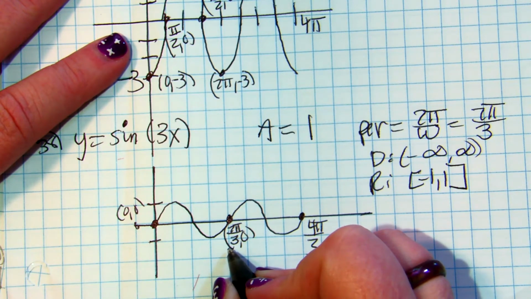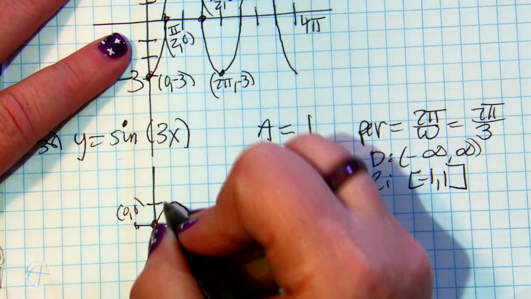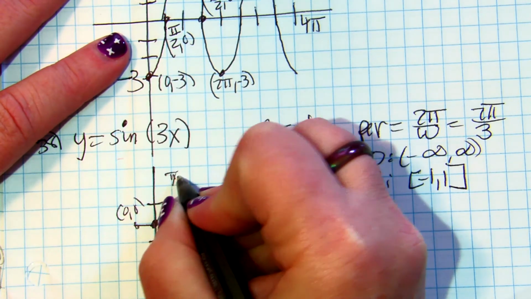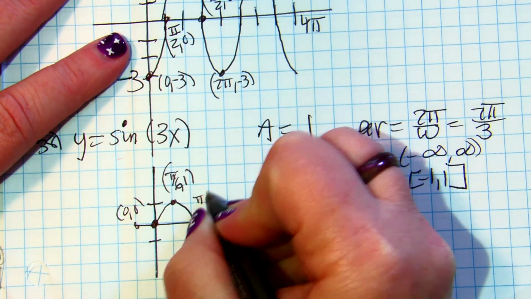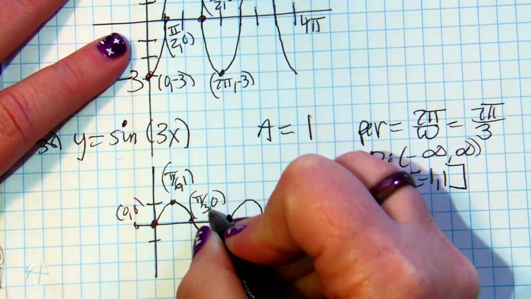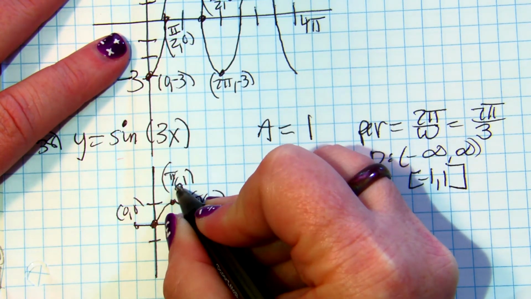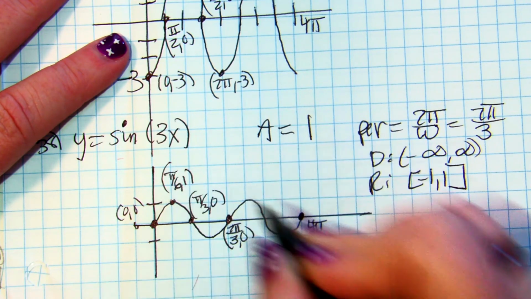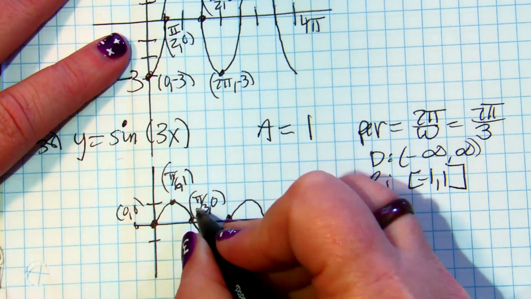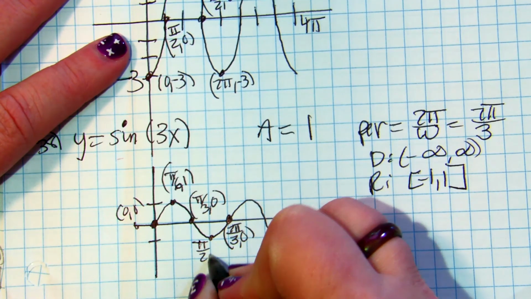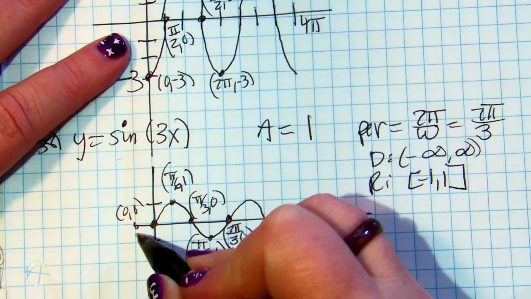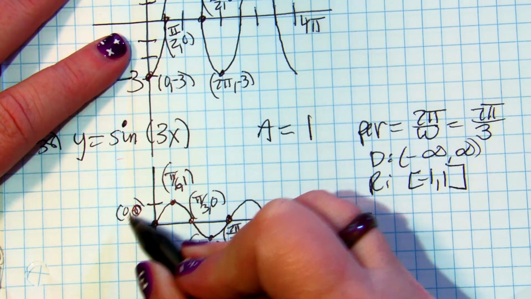If you take 2 pi over 3 and divide by 4, well, halfway, 2 pi over 3 divided by 4 is 2 pi over 12, which is pi over 6. So this is pi over 6, 1. Half of 2 pi over 3 is pi over 3, 0. And half of pi over 3, which is 60 degrees, is 30 degrees. That makes sense. So 1 pi over 6, 2 pi over 6, 3 pi over 6 is pi over 2, -1. So we have our 5 critical points on the graph.